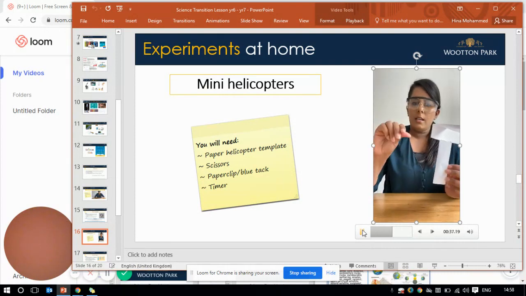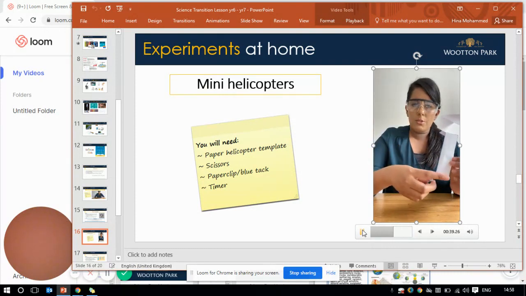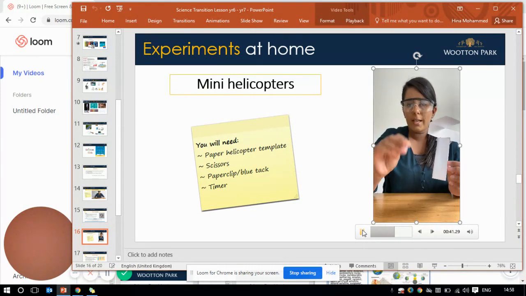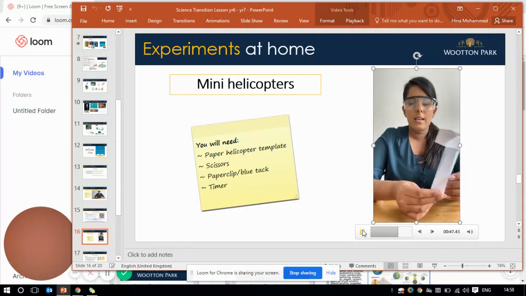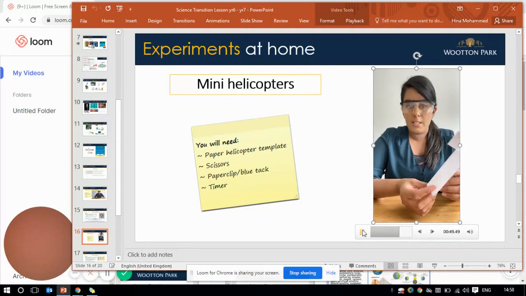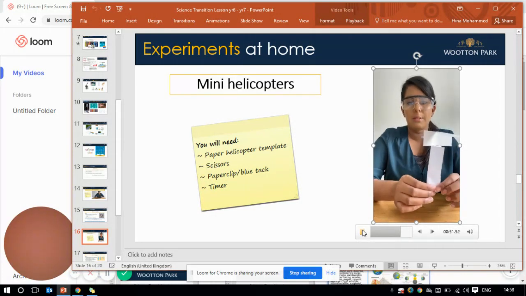Okay? To add a mass at the bottom of your helicopter, you can use blue tack. If you've got paper clips, that's even better. That's fine if you don't. I don't have paper clips. You just add it on, and then you can drop it from a certain height and observe what happens.